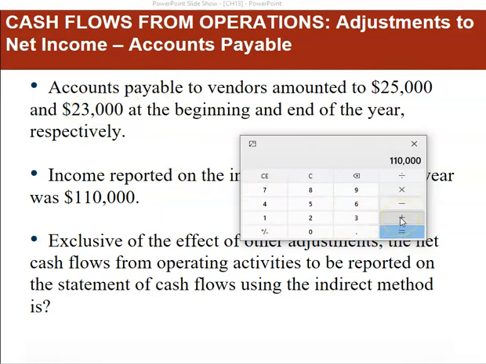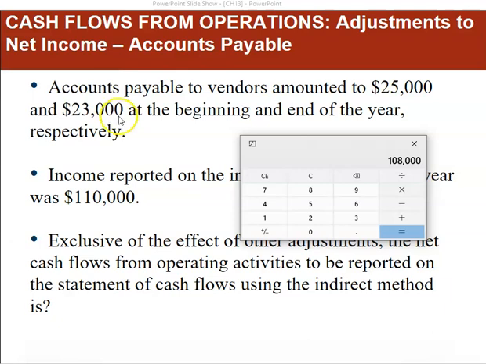So we owe $2,000 less. Well, how did that happen? Well, let's take the amount that we currently owe first, and we're going to subtract from that the beginning amount, and that gives us 108,000. So payables went down. That means that we essentially used $2,000 in cash to pay down payables from a prior period.